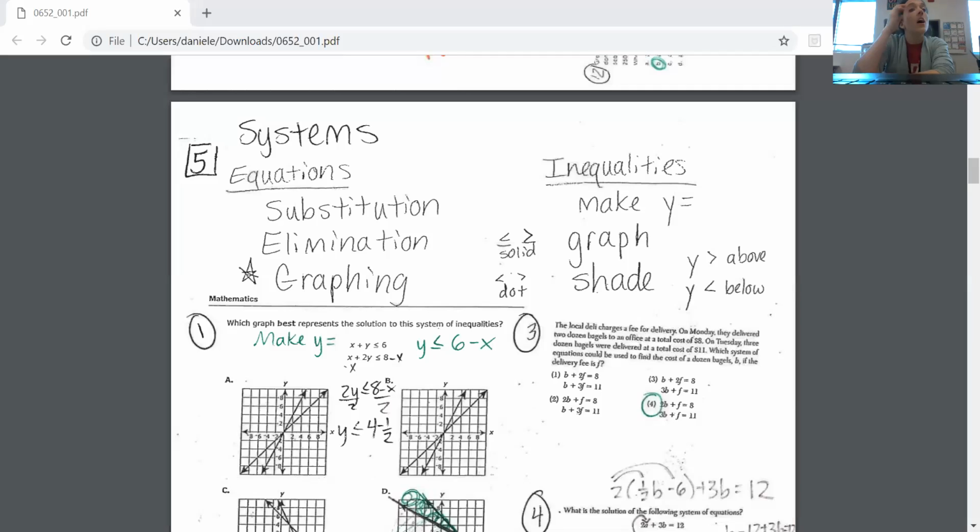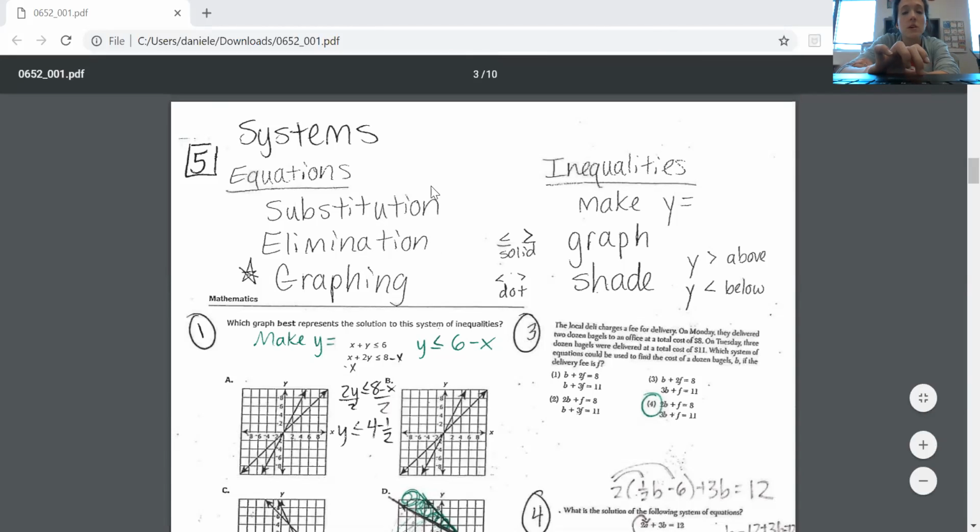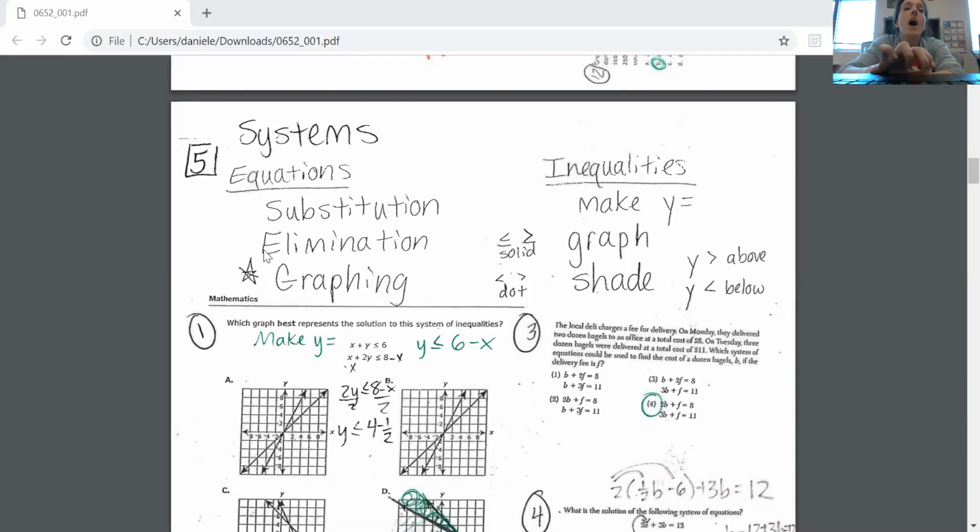But I'm going to go over the systems page with you right there. There we go. All right, great. So systems, what you need to remember, there are 3 different ways you can solve them. Substitution, getting a letter by itself and plugging it into another one.